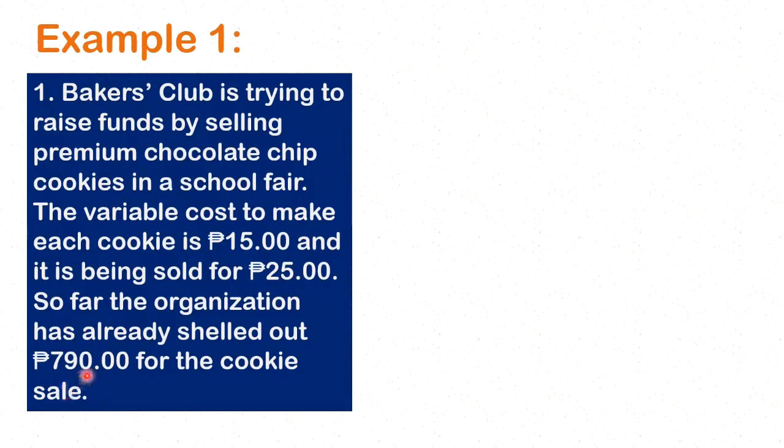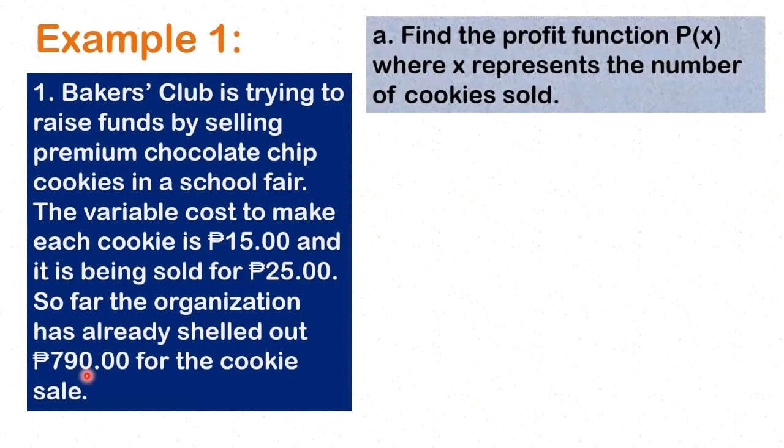Ito namang 790 pesos, tinatawag itong fixed cost. Okay? Ang ibig sabihin ng fixed cost, kahit wala ka pang nabibentang cookie, nandiyan na yung expense na yan, yung 790 pesos. Okay? Ang example ng fixed cost or mga fixed expense, rent. Yung kailangan yung bayaran para sa space kung saan kayo magbibenta ng cookies. So we have this first question. Sabi dito, we get the profit function in terms of X. And what is X? X is the number of cookies made and sold.